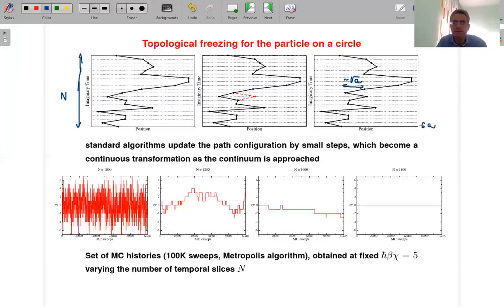Actually, for the particle on a circle, this is possible. I mean, you can invent a magic algorithm which does exactly this, that is able to jump. What I mean is that if I go back to this fake picture that I had yesterday, of the topological sector, which I draw like this, the point is, can I make a jump from here to here, between two configurations which have more or less the same action? So the jump is accepted by the Metropolis, but I jump from one sector to the other.